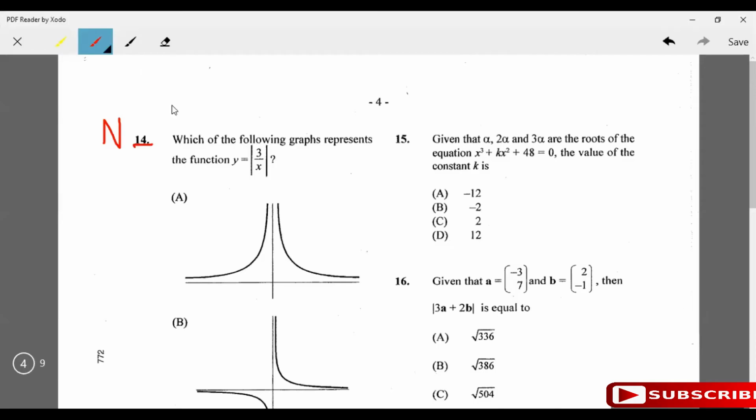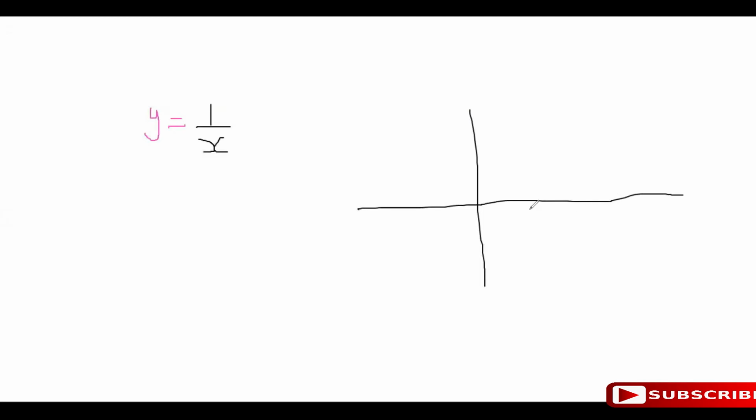All right. So first and foremost, we should know how to sketch functions of the form y equals a over x. So let's look at this. I'm going to start with a simple one. Let's say y equals 1 over x. How would you sketch y equals 1 over x? When x is 0, the function is undefined. We don't know what it is.